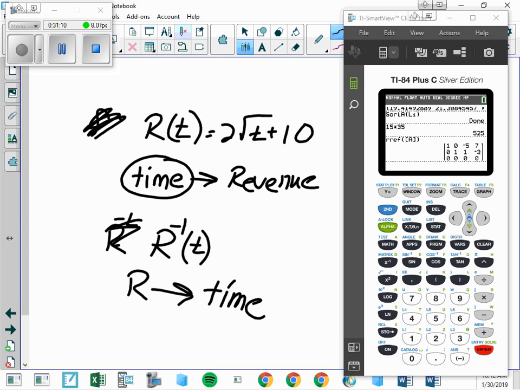3. Anyone need help with 3? Should have been pretty straightforward. We've done a bunch of those. All right. And 4.